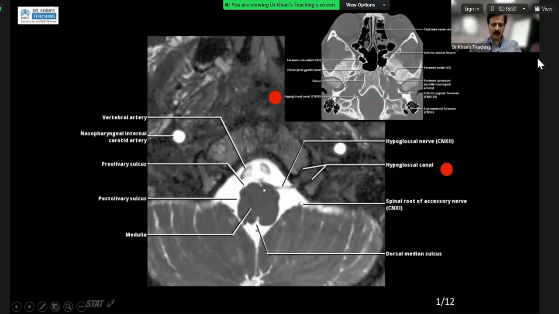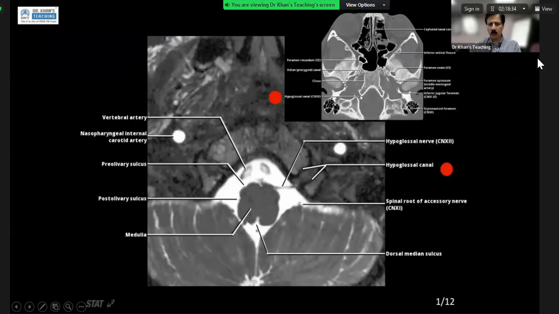So if you see here, we are at the level of the medulla. The key point I want you to remember, because this is an exam point for the part 1 anatomy exam: this is the clivus, and this is the occipital bone, and there is a foramen.